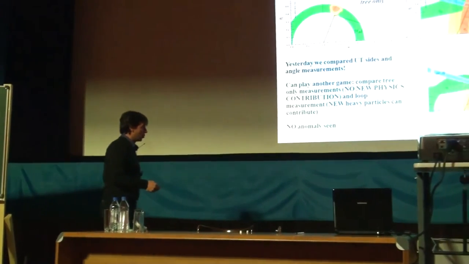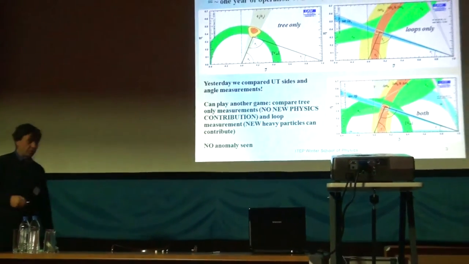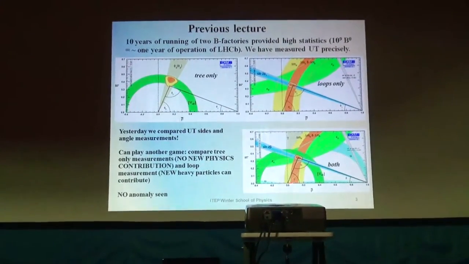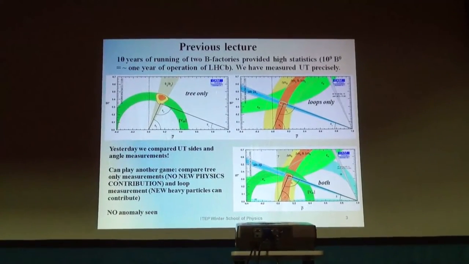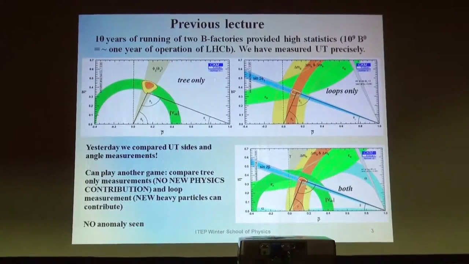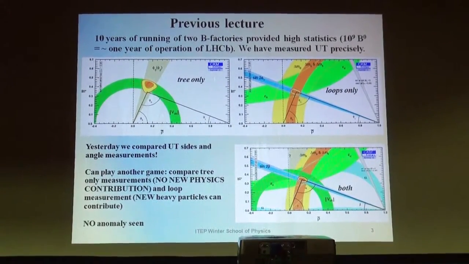measured both from angles. These two angles were measured quite precisely. The gamma is the worst case, where the errors are about 10 degrees. All others are okay. Beta is better than 1 degree, alpha is about 4 degrees. And we also measured all the sides of this triangle. So we compared yesterday the sides measurements with the angle measurements.